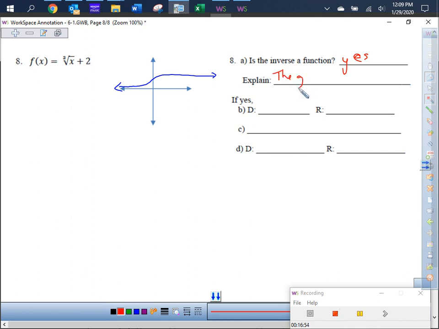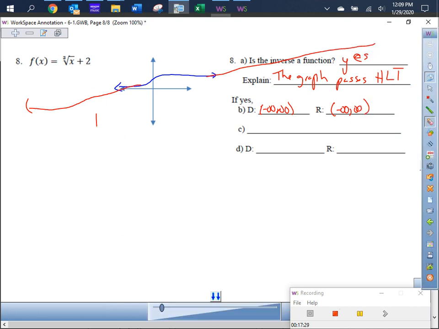So the graph passes the HLT. The domain and range: it will go as far left as humanly possible, so that's negative infinity to positive infinity, and as I work my way to the right it does keep going. Sorry, I got ahead of myself. The range: as low as we go, remember this will keep getting lower and lower, so it will go down to negative infinity, and this thing will get higher and higher, so it will go to positive infinity.